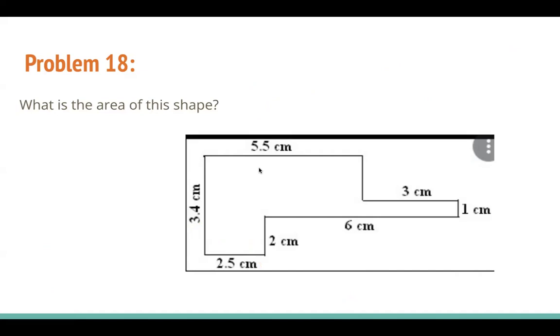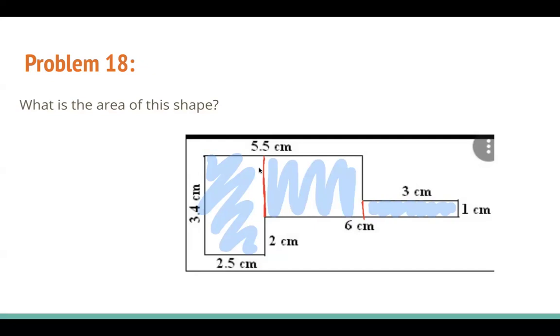So let's take a look right here. What if I just draw a line like this? And what if I draw a line like this? Well, now look, we have one rectangle right here, another rectangle right here, and a third rectangle right here. Well, we know how to calculate areas of rectangles, so let's do that.